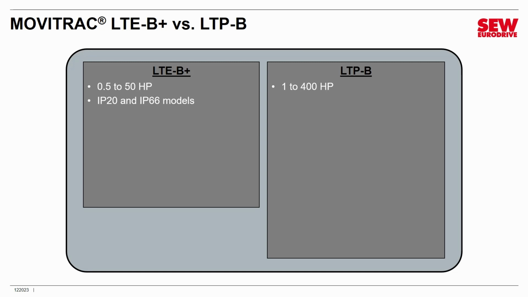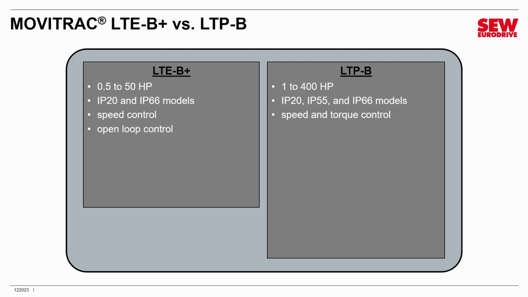The LTE-B+ comes in two versions. The LTP-B comes in three, IP20, IP55, and IP66. The LTE model can only control a motor's speed, while the LTP can control both speed and torque. The LTE allows only open-loop control, meaning it does not work with any kind of feedback device like a motor encoder. On the other hand, the LTP has both open and closed-loop control, so it can actually do more accurate speed control if you use a feedback device.